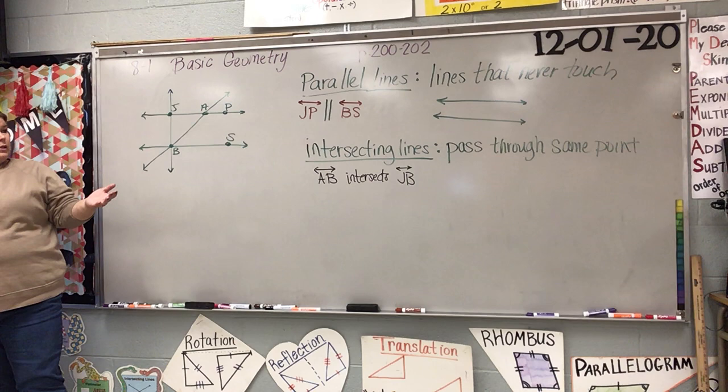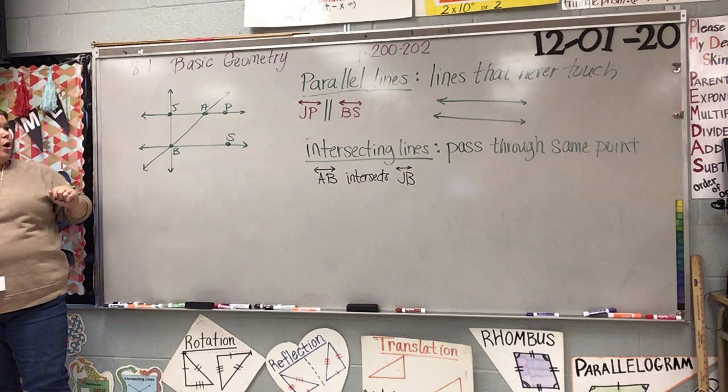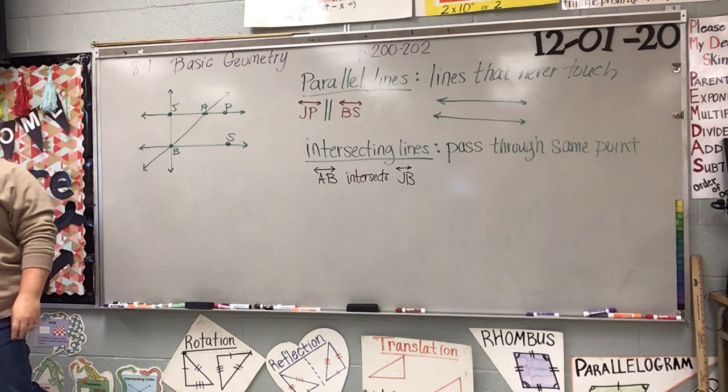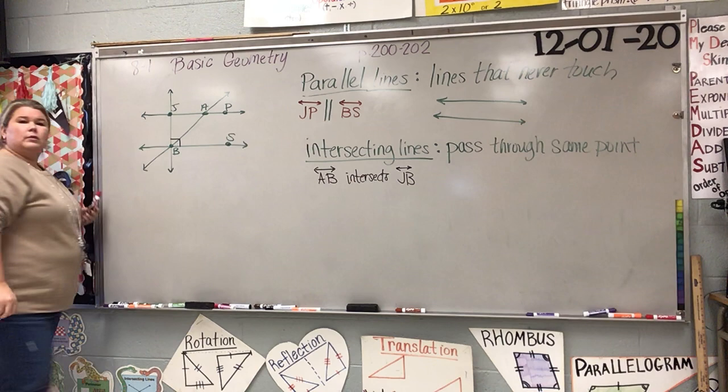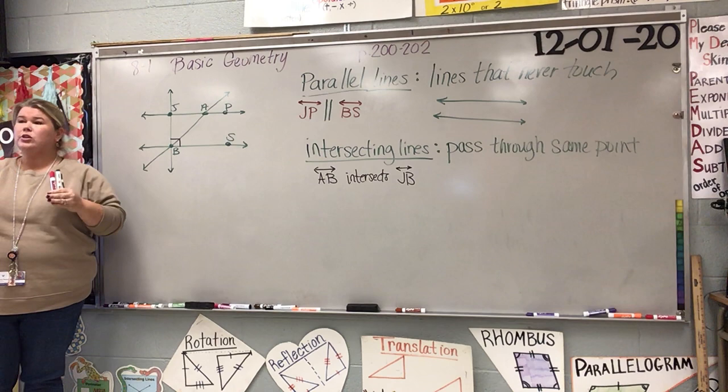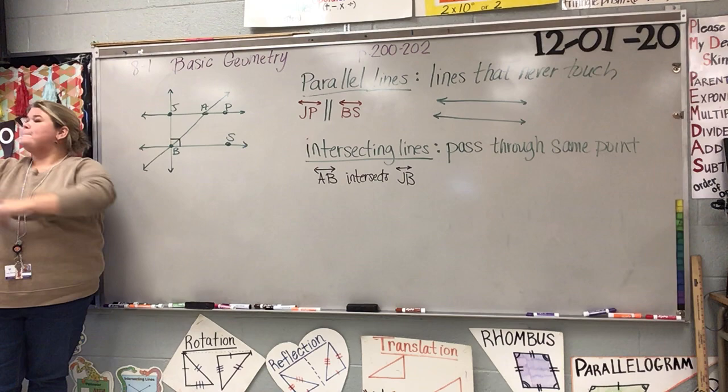Now, would you agree that line BS also intersects line JB? Yes. Do you agree that JB intersects BS? Yes. But this is a different type of intersecting line because guess what it makes? It makes a 90 degree angle. It makes a perfect angle. It makes a right angle. So guess what happens if you have intersecting lines that make a perfect right angle? Perpendicular.